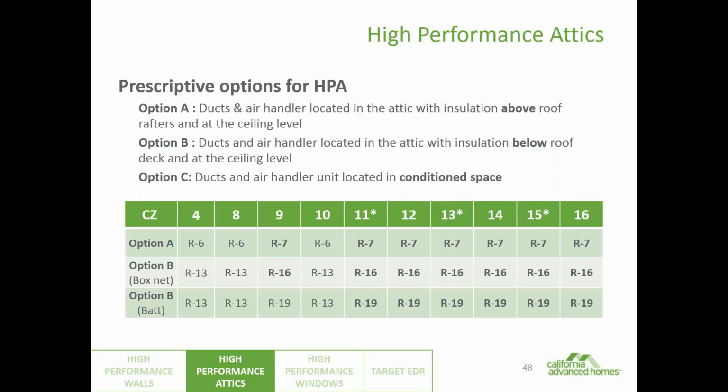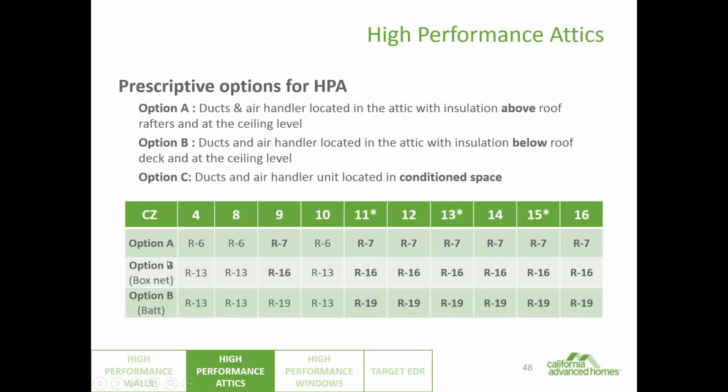But for high performance attics, HPA, now there's still A, B, and C, right? A is still the insulation above the roof deck, B is insulation below the roof deck, and C is in conditioned space. But now we have two option Bs. And again, this is like 2.5 years before this becomes real. So all of this may change. Maybe we're going to have option A, B, C, and D is ducts and conditioned space. But kind of as the thinking is now, this is what it looks like.